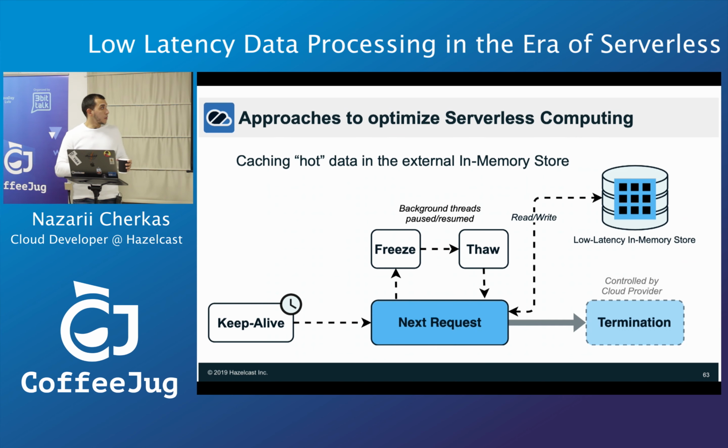So how do we usually do this? We use some external low latency in-memory storage. And instead of storing state, some data, inside of the Lambda function, inside of the fields of your class object, you store it separately in external in-memory storage.